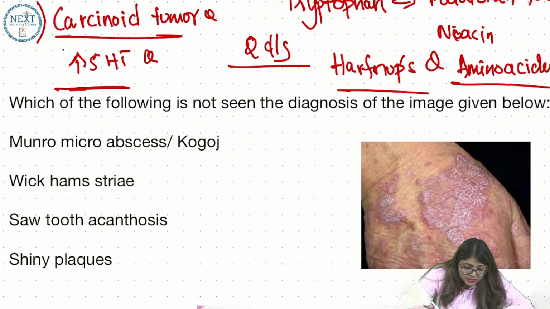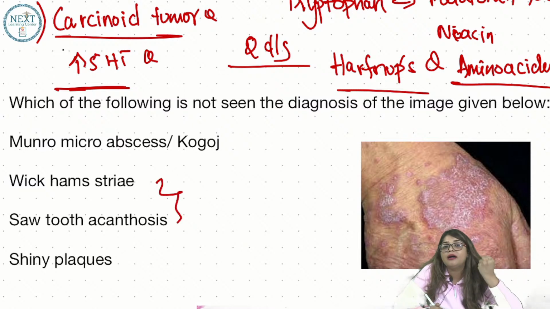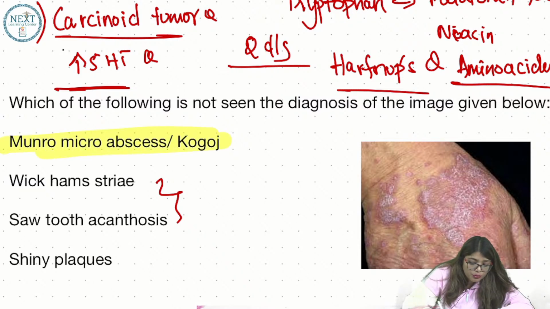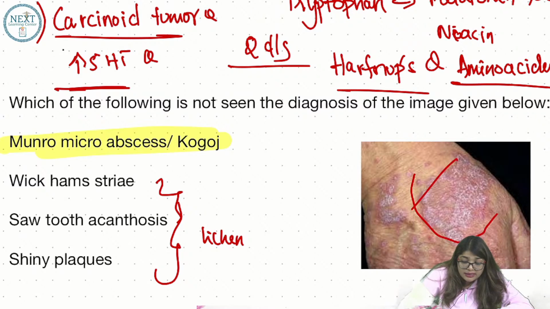Very good. Your Wickham's striae. And now what topic are we talking about? We are talking about papulosquamous diseases. Can you tell me what are your papulosquamous diseases? You have lichen planus, you have psoriasis, and tell me one more. Okay, so these are your papulosquamous diseases. And here the answer is Munro's microabscess, because the rest three are seen in lichen planus. This is nothing but your reticular lacy pattern on your hand.